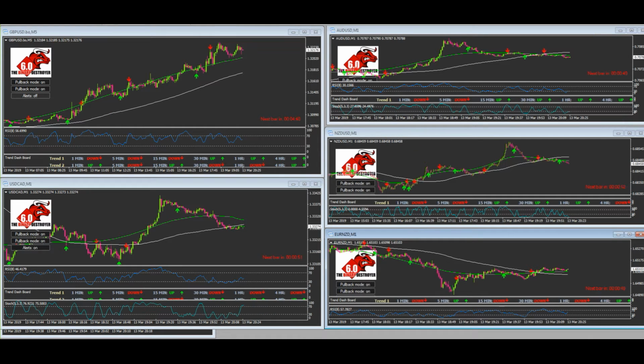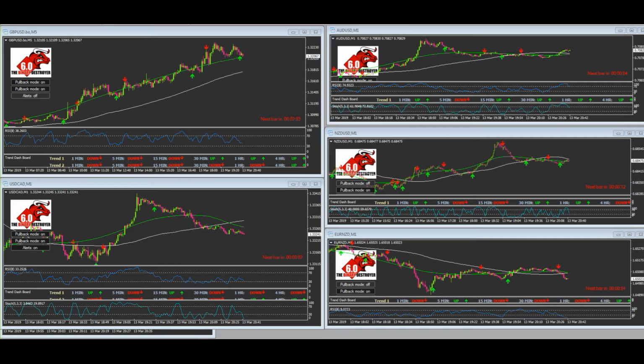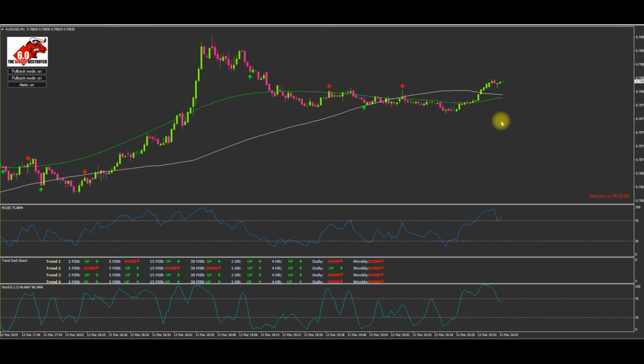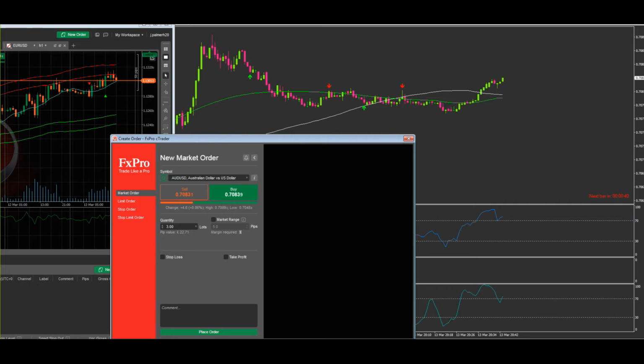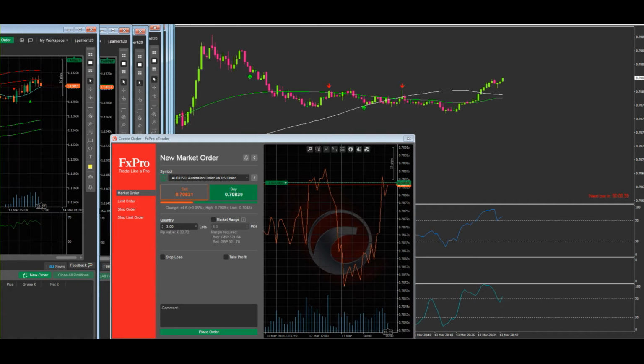So I'll be back. Hi everyone, right, so we are good. We've just crossed over on AUD USD. Now, what I want to be doing with this trade now is waiting for the pullback. So as you can see, I've got my cTrader loaded up here. I'm going to bring up my chart like this so you can see me taking the trade.